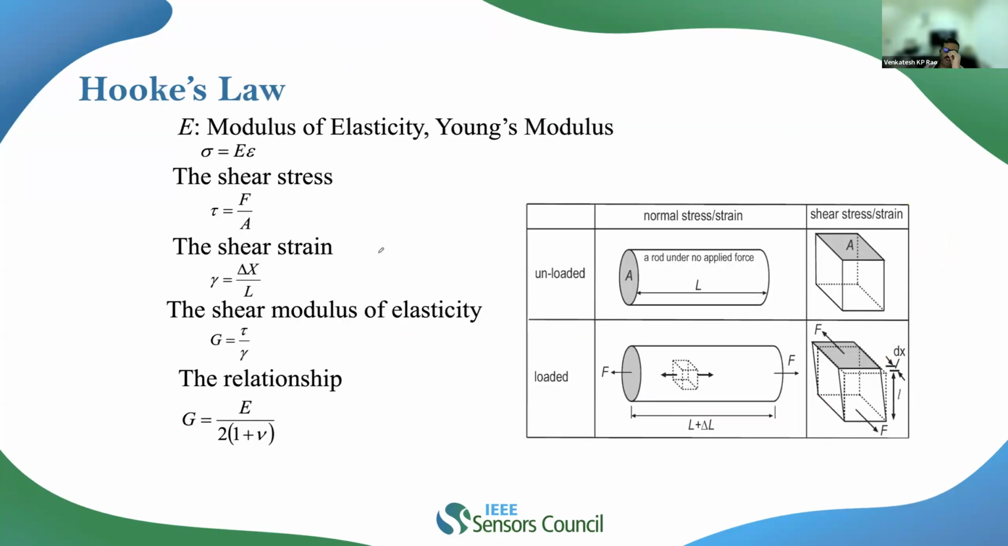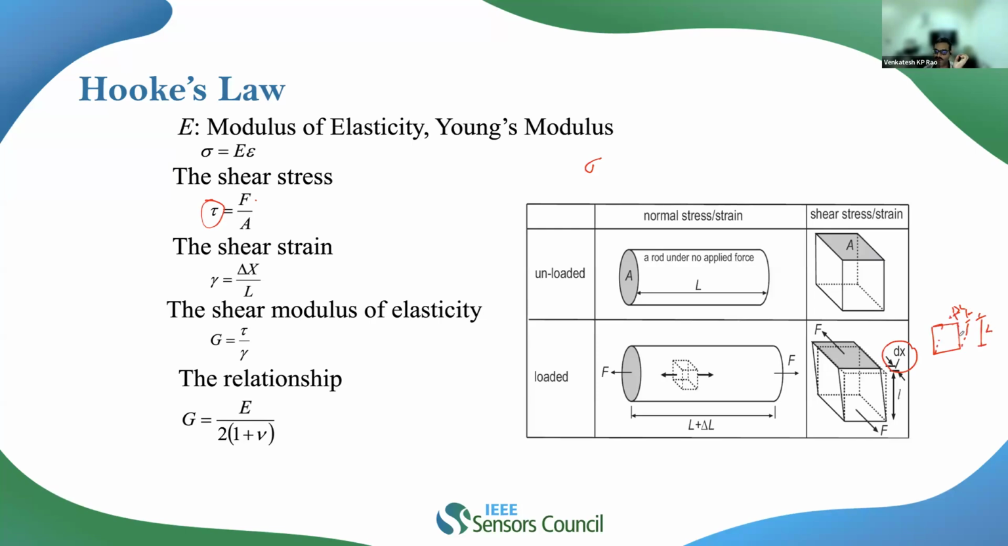As I told you, we have the normal stress, which is represented by sigma, and the shear stress, which is represented by tau. Tau is the shear force divided by the shear area. At the same time, this is the initial position, and upon deformation there is a change of delta x over here. And this is my L.